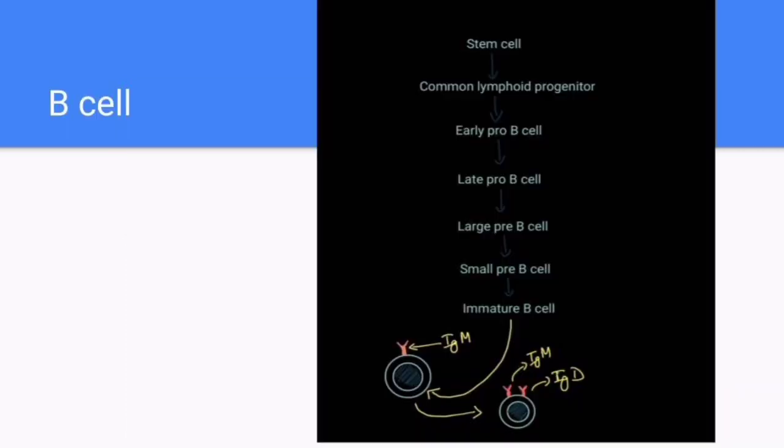Let's talk in brief about development of B cells. It starts from stem cells, then to common lymphoid progenitor cells, then early pro B cells, late pro B cells, large pre B cells, small pre B cells, immature B cells. The point is that in the initial stage, there are no receptors present in the B cells. But later on in the development, receptors start to develop on the B cells. So IgM is the first antibody receptor to be expressed on B cells, and later on IgD is also expressed.